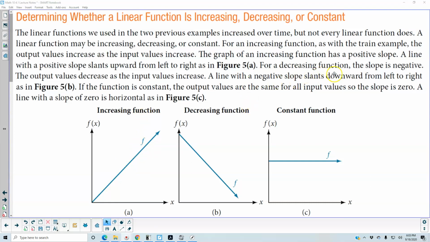Now for a decreasing function, the slope is negative. The output values decrease as the input values increase. So a line with a negative slope slants downward from left to right, as you can see in figure B.